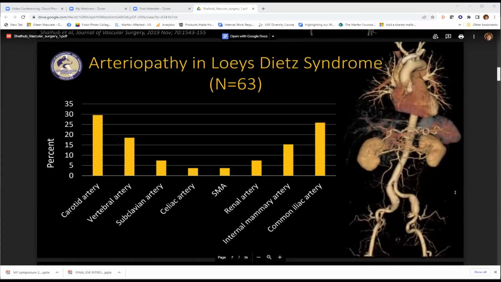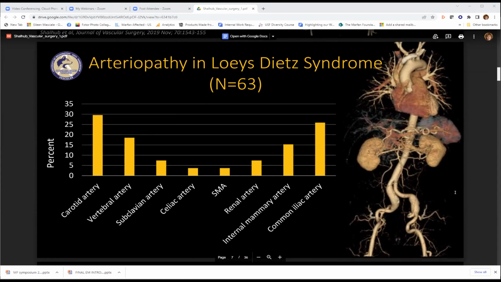This is the University of Washington experience with Loeys-Dietz, where we looked at 63 people with Loeys-Dietz over the last 20 years. And again, you can see the distribution of arteries that are involved, where most commonly it affects the carotid arteries and the common iliac arteries on both sides of that spectrum, and then less so in the other arteries themselves. And you can also see the tortuosity in that picture on the right.